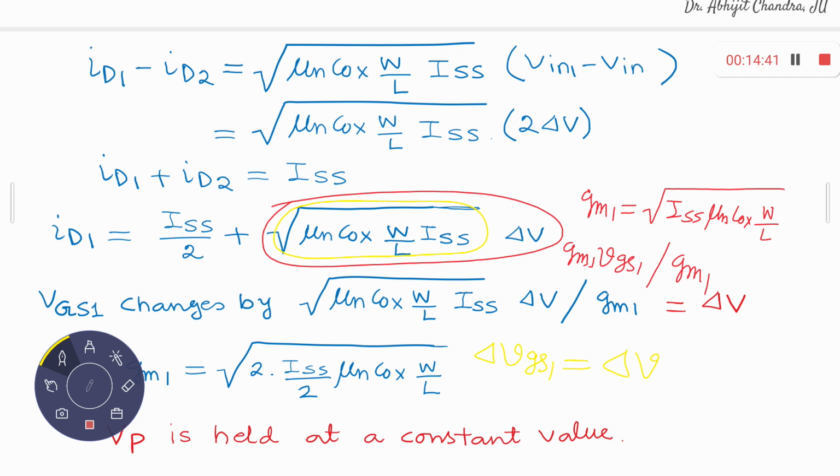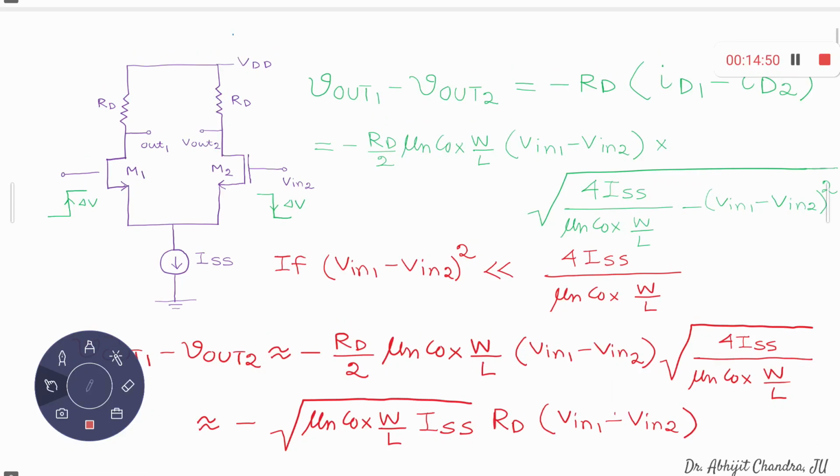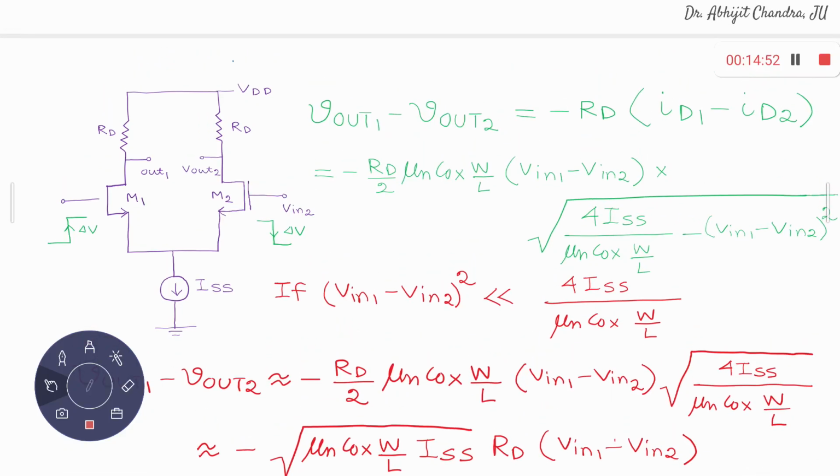So you have applied some change at the gate, right? If I once again go back to this slide, what I find is that I have applied some change at the gate of M1 and M2, an equal and opposite change with respect to ground. This delta V, plus delta V and minus delta V, is applied with respect to the ground. That means you applied some plus delta V at gate 1 and some minus delta V at gate 2. So gate 1 voltage becomes VCM plus delta V, and gate 2 voltage becomes VCM minus delta V.